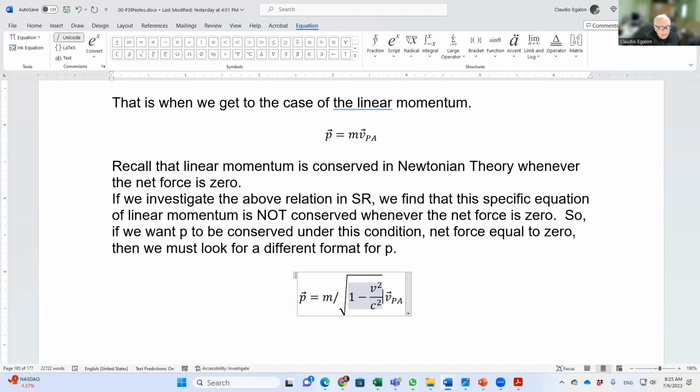It's not exactly the gamma factor because this V that you see right in here is the V of P with respect to A. Someone can argue, look, this is basically V, this is basically gamma if we take P as being a second referential, right?